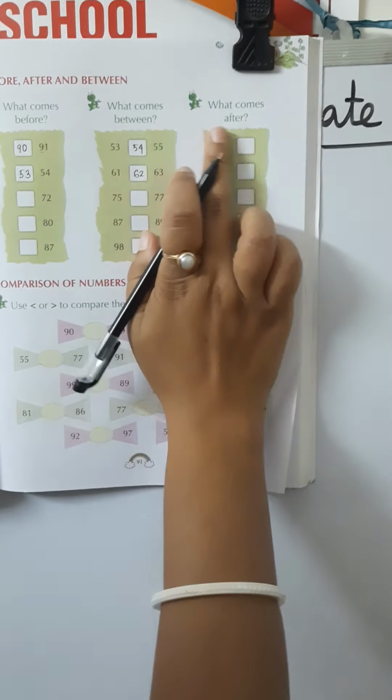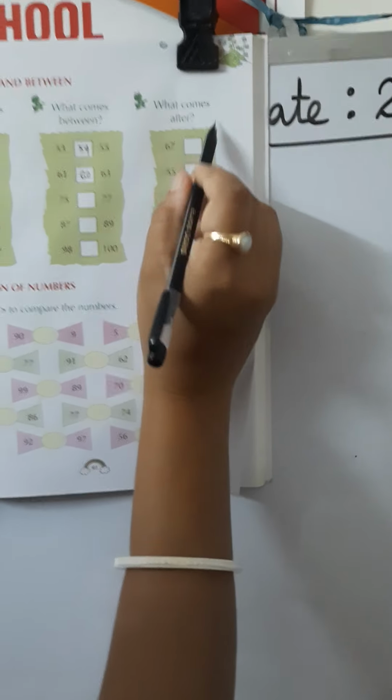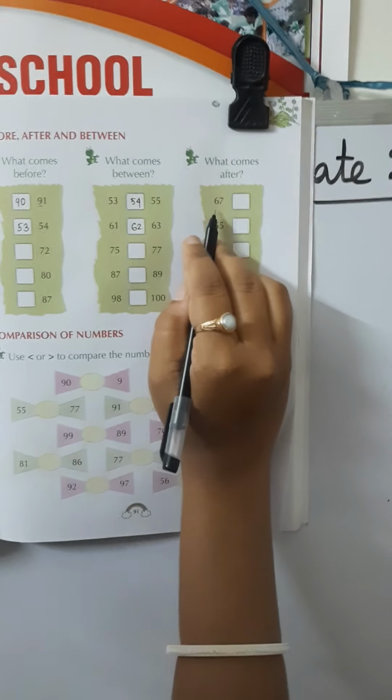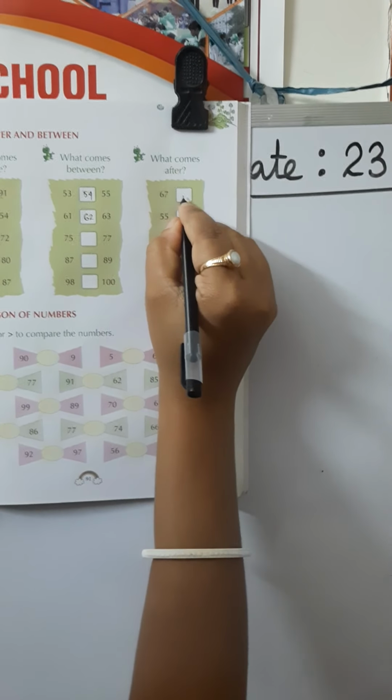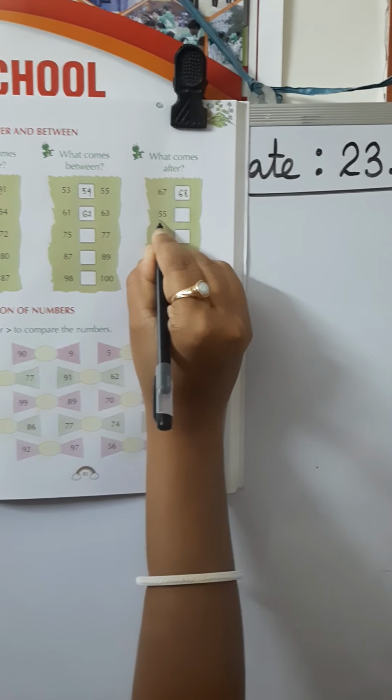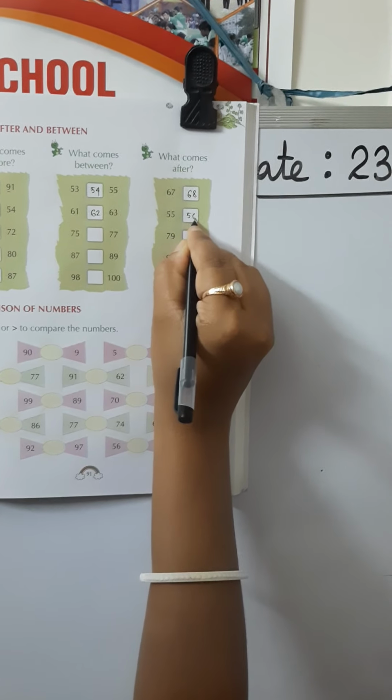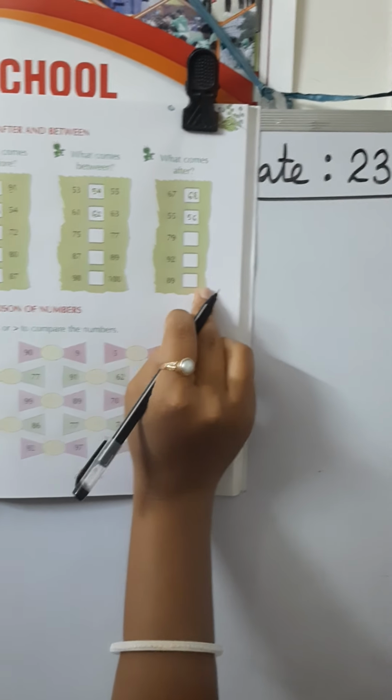And next, let's go to the after number. What comes after? The after number is very easy, you know that. After 67 it is 68, and after 55 it is 56. I hope you all feel it.